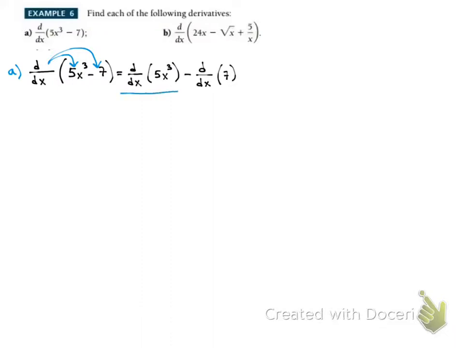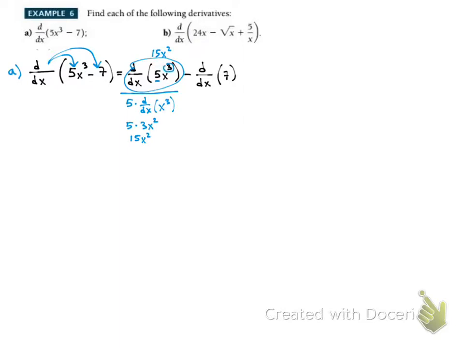Okay, so first of all, let's look at the derivative of this. Well, that's just the power rule, but we have this constant, so you could pull the constant out if you want to. That would be 5 times the derivative of x cubed, which would be 5 times 3 times x to the 3 minus 1, so the 2 power, which would just equal 15 times x squared. So we know that this guy will equal 15x squared.